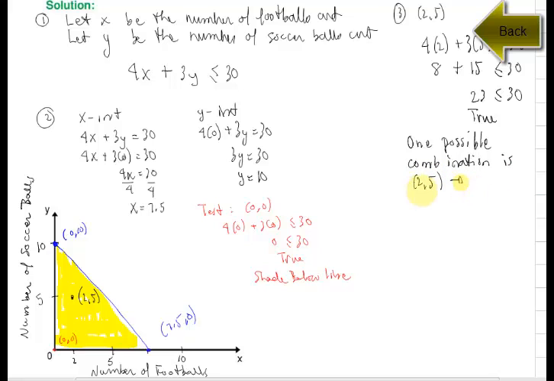Okay, well, we know that our x-coordinate is number of footballs and our y-coordinate is number of soccer balls, so what it means is that we can make 2 footballs and 5 soccer balls in less than 30 minutes. Okay, so that answers our question.